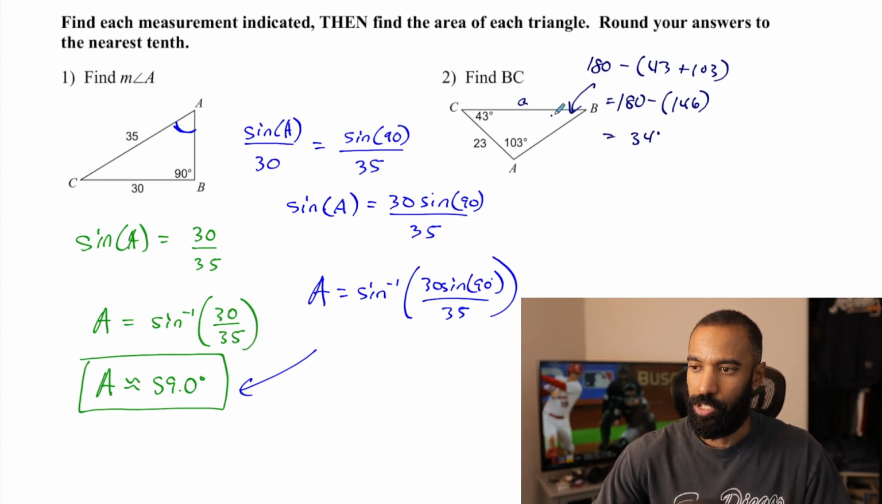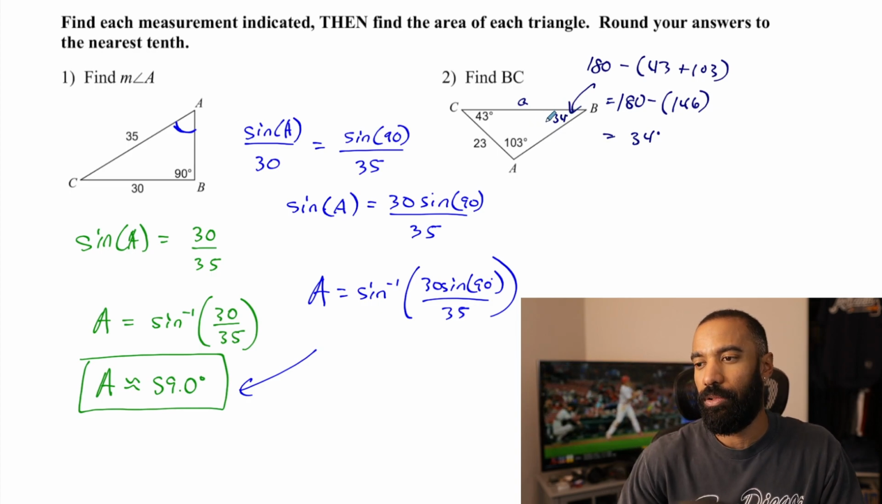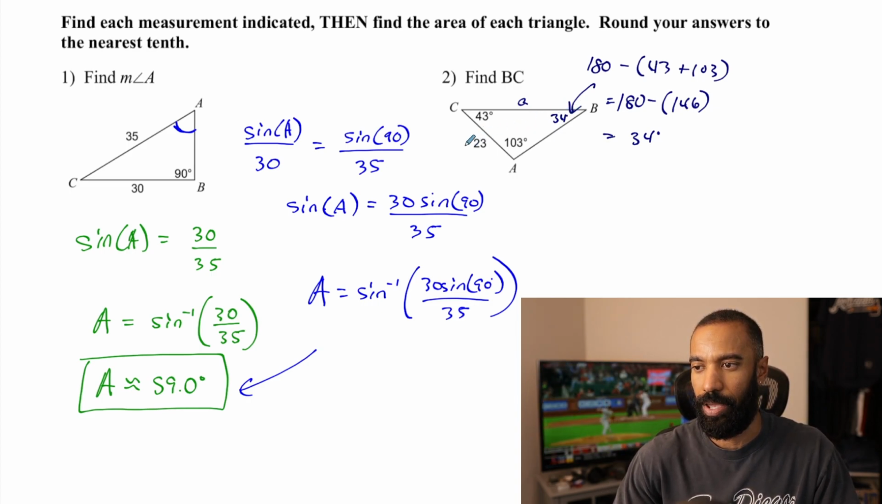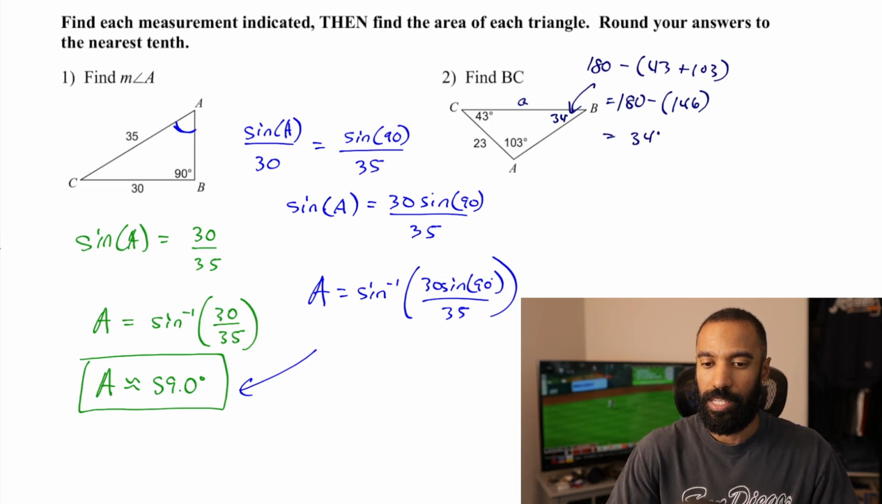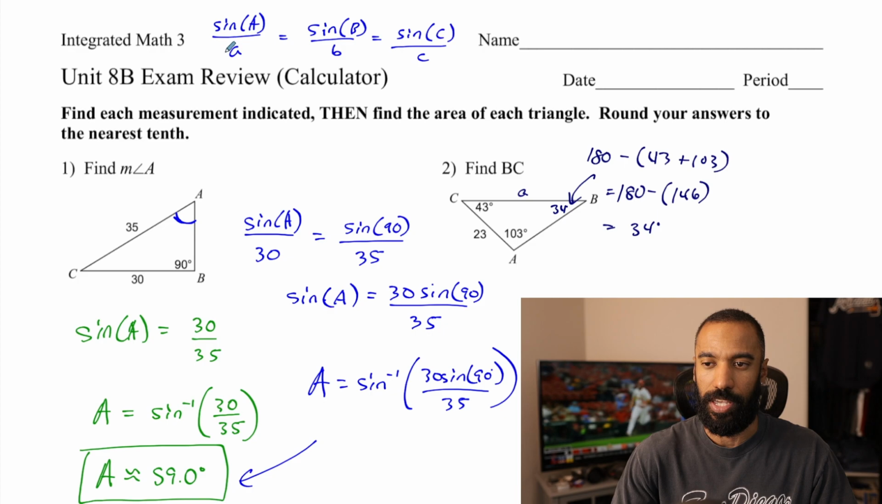Which is 34 degrees. So this B is 34 degrees, which now lets me do law of sines here. I know an angle and the side opposite. I know this angle, I need the side opposite. Now, using this law of sines, I need to find this A.